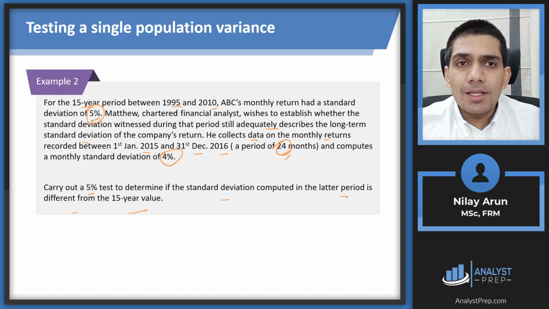Now just a quick recap of the numbers that we are going to use. 5% is what we're testing against. 4% is the standard deviation that our sample has given to us. So we'll square both of these numbers: 4% squared and 5% squared. 5% is the level of significance that we are looking at. And the n is equal to 24. So now let's implement all the 6 steps again.